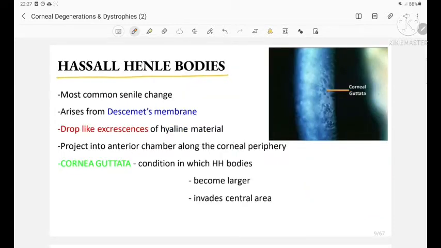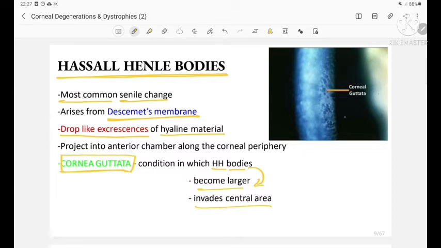Next is Hassall-Henle bodies. This is the most common senile change which arises from the Descemet's membrane of the cornea. Here there are drop-like excrescences of the hyaline membrane which project into the anterior chamber along the corneal periphery. Corneal guttata is a condition in which Hassall-Henle bodies become larger and invade the central area. The image shows corneal guttata in which the Hassall-Henle bodies become big and also invade the central area.